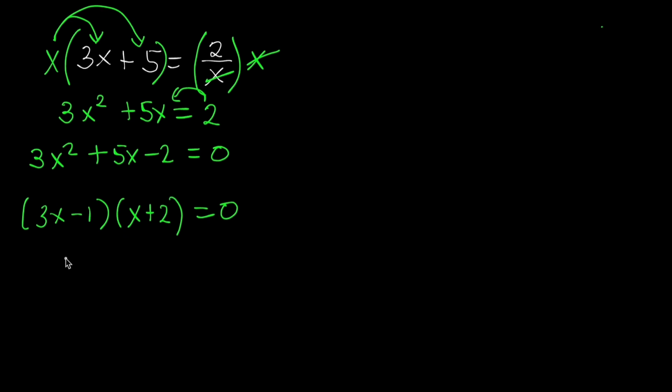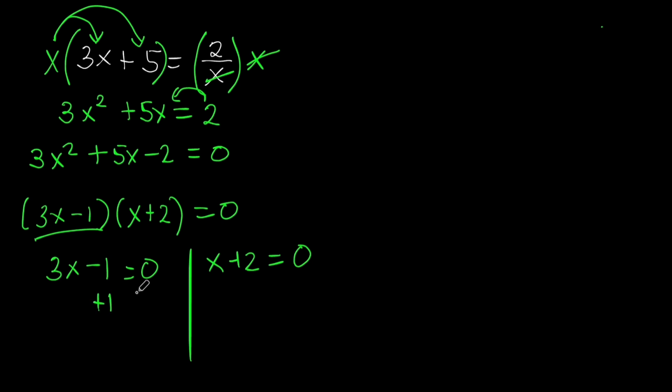So we have 3x minus 1 equals 0, and the other one, x plus 2 equals 0 as well. As we continue, we add 1 to both sides. The remaining would be 3x equals 1. Dividing both sides by 3 will leave us x equals 1/3.